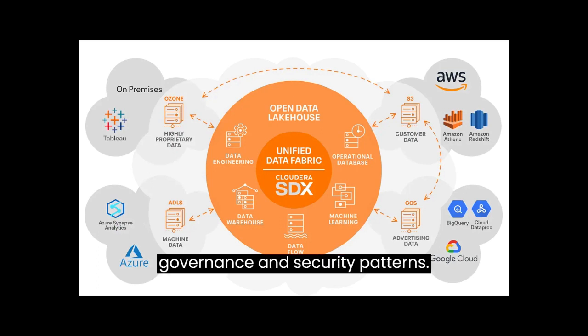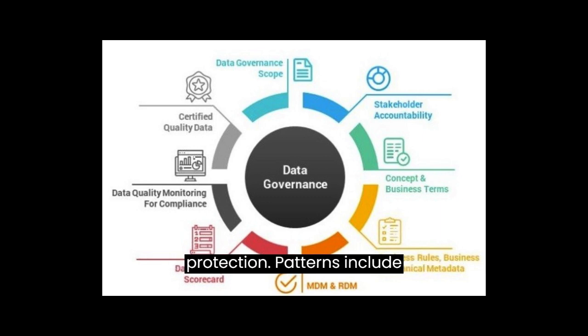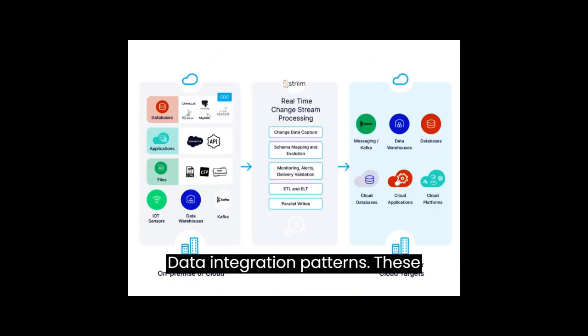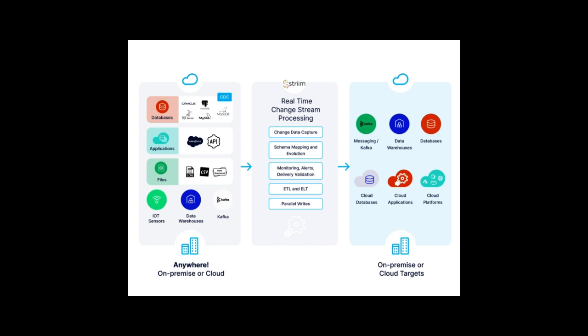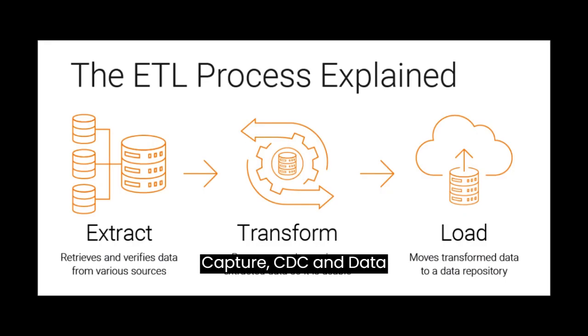Data governance and security patterns. These patterns focus on implementing data governance and data security measures to ensure data quality, compliance, and protection. Patterns include data lineage, access control, encryption, and auditing. Data integration patterns. These patterns deal with connecting and integrating data from various sources. Patterns like extract, transform, load (ETL), change data capture (CDC), and data synchronization fall under this category.